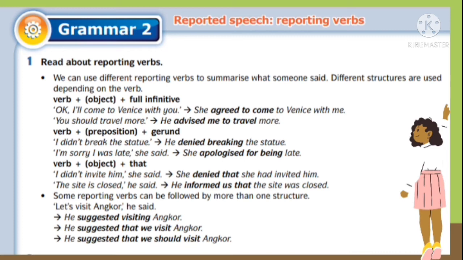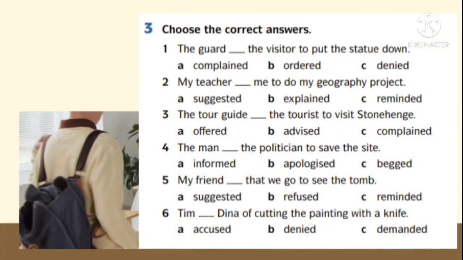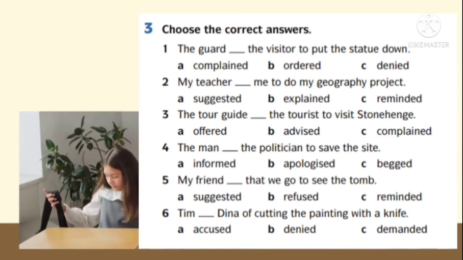Alright, some reporting verbs can be followed by more than one structure. "Let's visit Angkor," he said. So, for example, he suggested visiting Angkor, that one using gerund. He suggested that we visit Angkor, that one uses verb plus that.